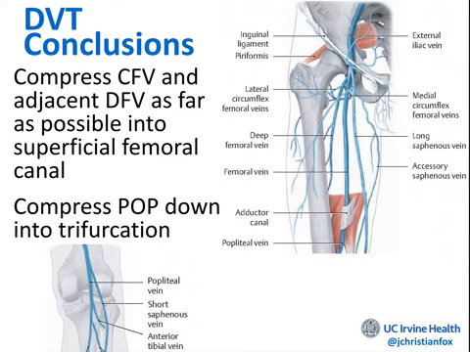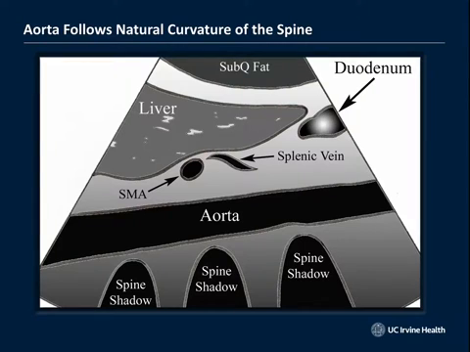I would say come down the leg as far as you can into this superficial femoral canal, or adductor canal it's sometimes called. There's some more fibrous tissue in here, makes it a little bit difficult to insonate, but that's your goal. Come down as far as you can, and then also do the pop as much as you can.